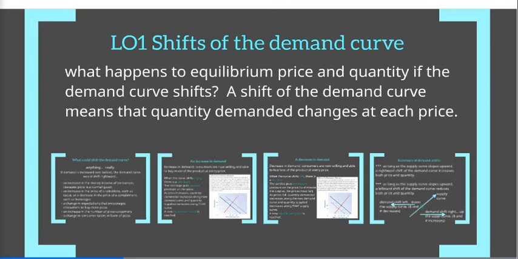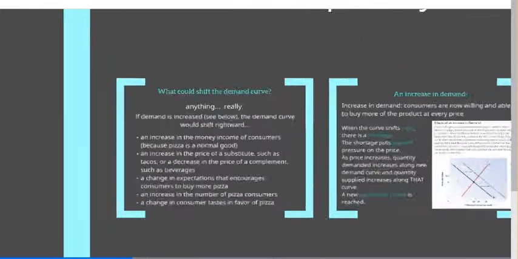Number 3, a change in expectations that encourages consumers to buy more pizza. Expectations being, next week the price of pizza is going to double, so let's buy more pizza this week. This week the batch of tomato sauce is extra delicious, so let's buy more pizza, etc. Number 4, an increase in the number of pizza consumers would shift the demand curve to the right, or a change in consumer tastes in favor of pizza would shift the curve to the right.